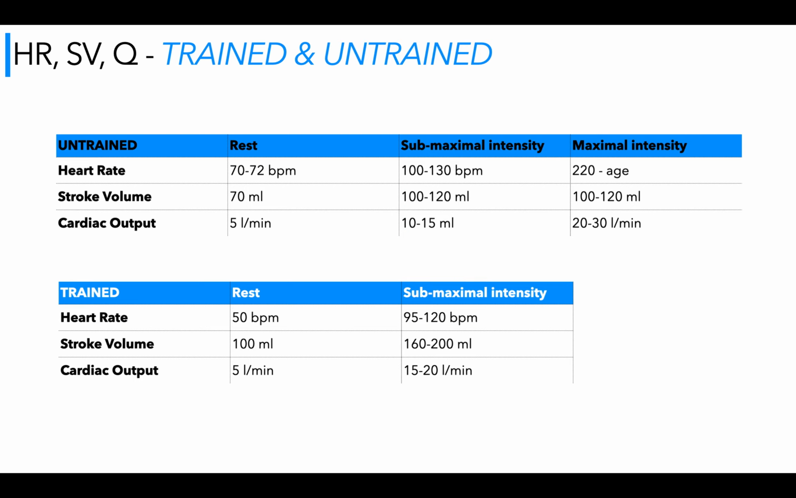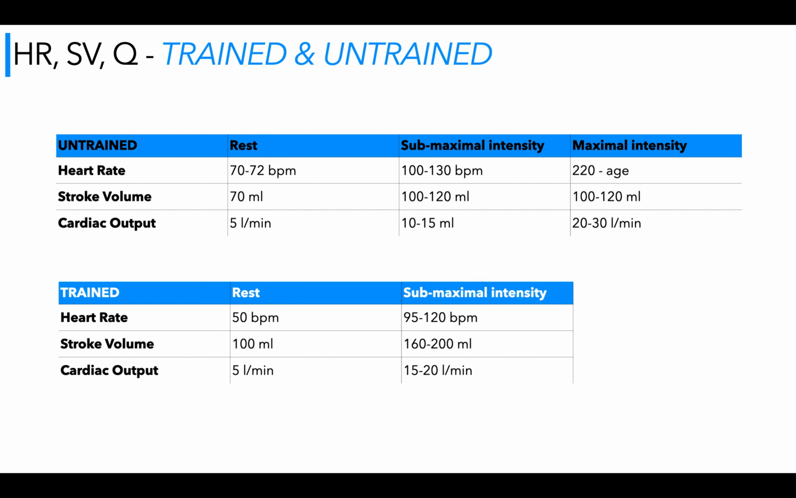Now, submaximal intensity. As you can see, a much lower heart rate compared to the untrained. So our range here is 95 to 120 beats per minute. A huge increase in stroke volume from potentially 160 millilitres to 200 millilitres per beat. On the graph on the previous slide, I showed you the bottom end of a trained individual, 160 millilitres per beat. Okay, and that gave us that 15 litres per minute. If you're getting 20 litres per minute just from stroke volume alone, that's your top end elite.